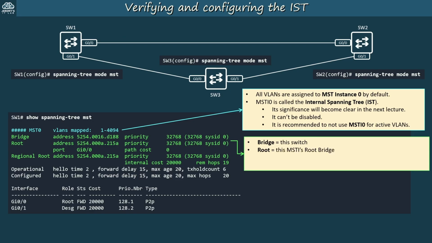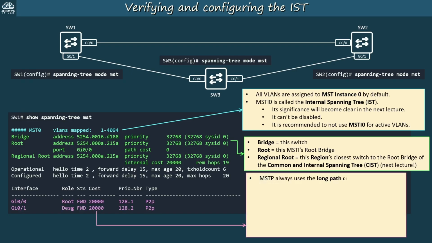Then, the root line shows the same information for this MST instance's root bridge. The regional root line is this MST region's closest switch to the root bridge of the common and internal spanning tree, the CIST. This video focuses only on the absolute basics of MSTP, so we'll cover MST regions and the CIST in the next lecture video. Don't worry about understanding this definition yet.